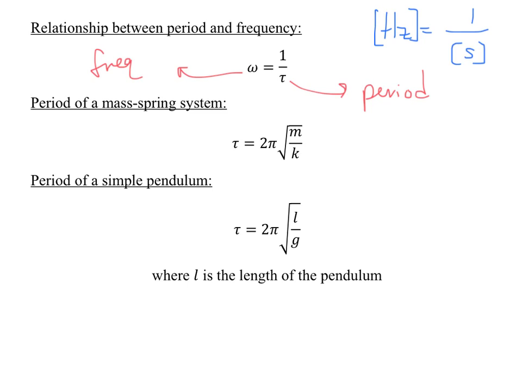Because both of these, for example, this is a mass on a pendulum with a length. This is a mass on a spring, and that spring itself also can have a length and a spring constant K. Mass is not needed for the pendulum, which is very interesting to think about.